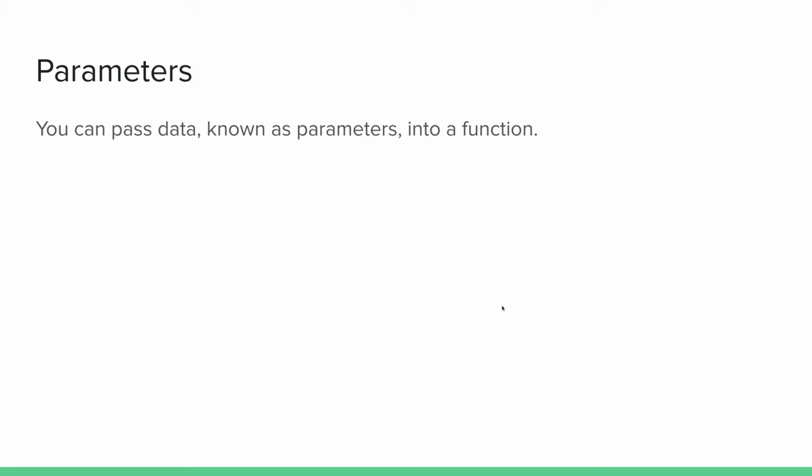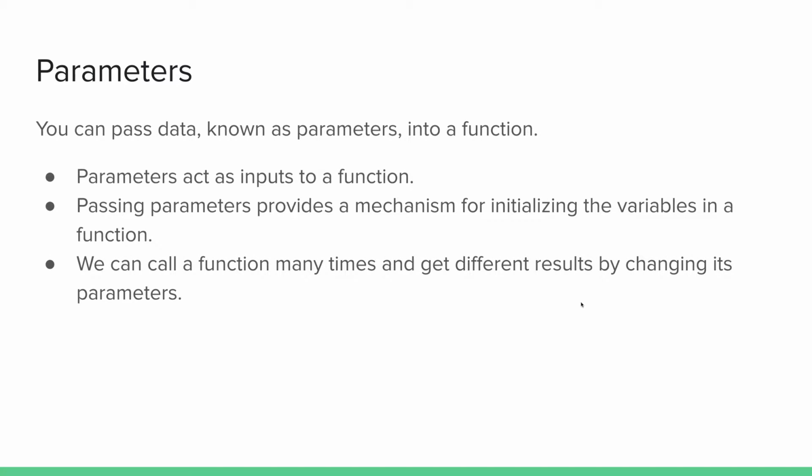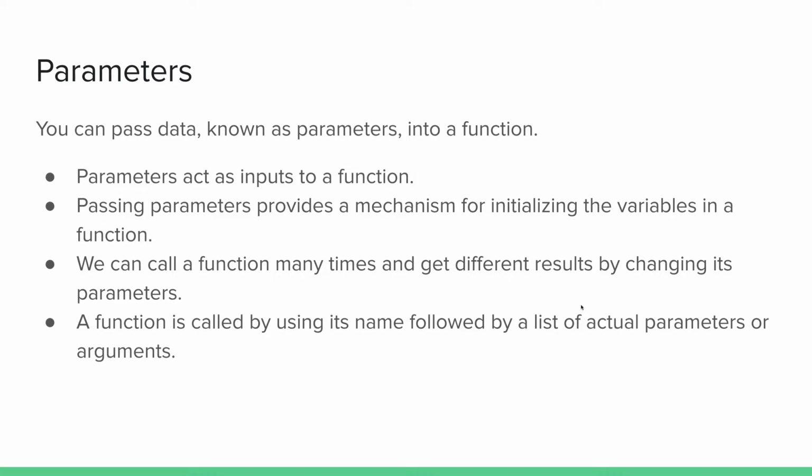So you can pass data known as parameters into a function, and parameters act as inputs to a function. Passing parameters provides a mechanism for initializing the variables in a function. And we can call a function many times and get different results by just changing its parameters or by changing its values. A function is called by using its name followed by a list of actual parameters, or more commonly arguments.